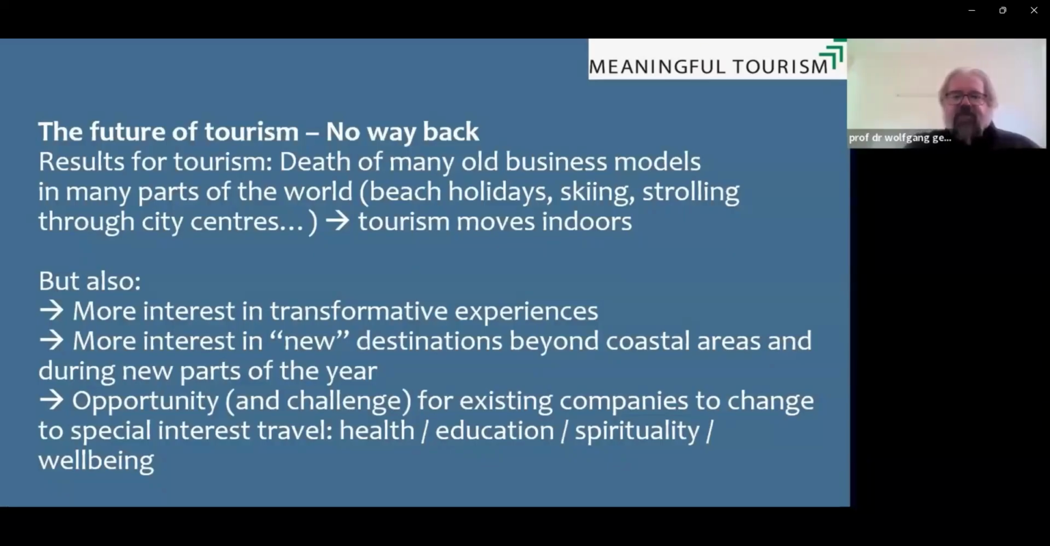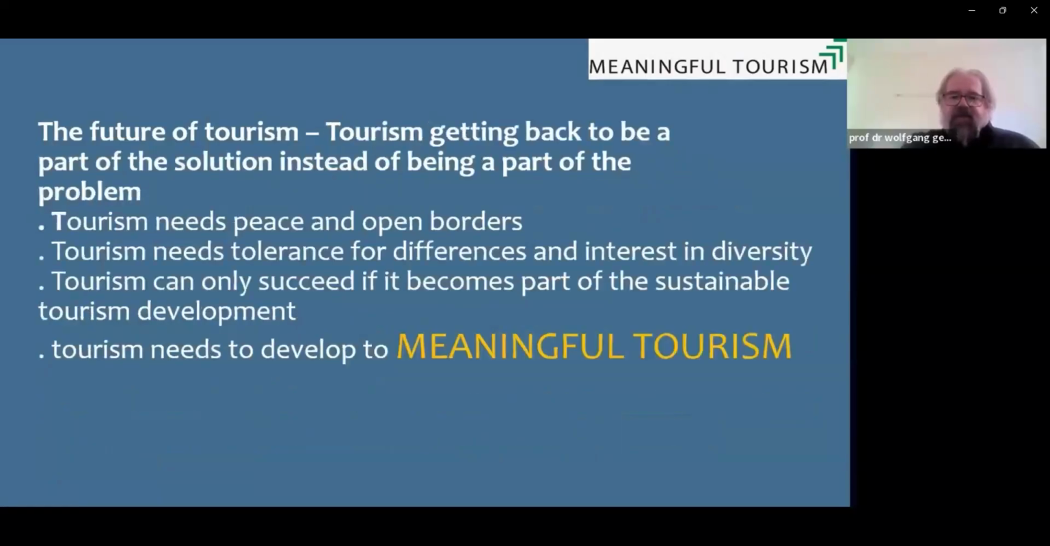So, which gives a lot of opportunities for existing companies and the need to change to special interest travel, health travel, education travel, spirituality, well-being. So you can say niche is becoming the new normal. And also, of course, we can see that we need to be engaged in becoming part of the solution again and not being part of the problem.